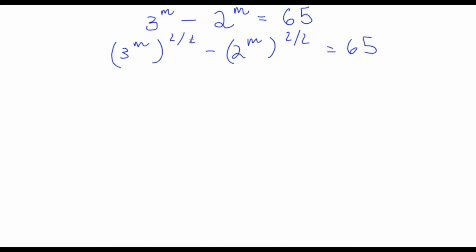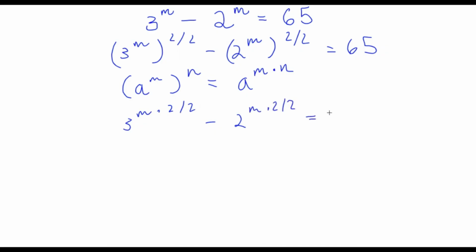Now 2 over 2, this is the same thing as 1. So we're basically saying 3 to the power of m to the power of 1, which is the same thing as 3 to the power of m. So we didn't make any major changes here. Now if we have something in the form a to the power of m to the power of n, this is equal to a to the power of m times n. So I'm going to use this exponential property for both 3 to the power of m to the power of 2 over 2 and 2 to the power of m to the power of 2 over 2. So now I have 3 to the power of m times 2 over 2 minus 2 to the power of m times 2 over 2 is equal to 65.